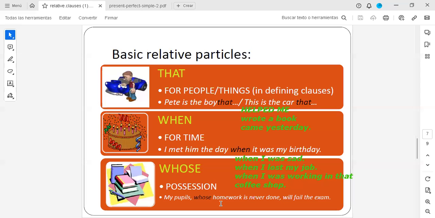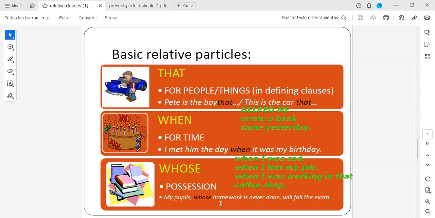We can use "it was my birthday" or "when I..." Oh, yeah, you can use any subject pronoun: "when it was my birthday." The thing is that this "it" is referring to the birthday. That's why you're using it. I met him the day when it was my birthday. Lo que pasa es que él no se está refiriendo a la persona, se está refiriendo al día.